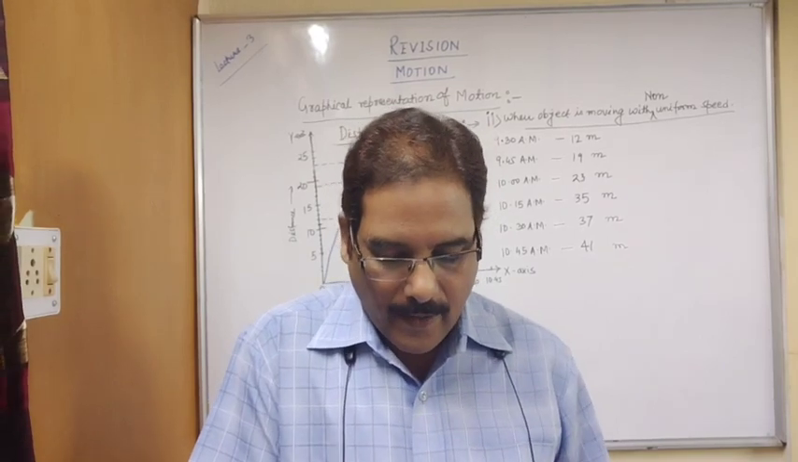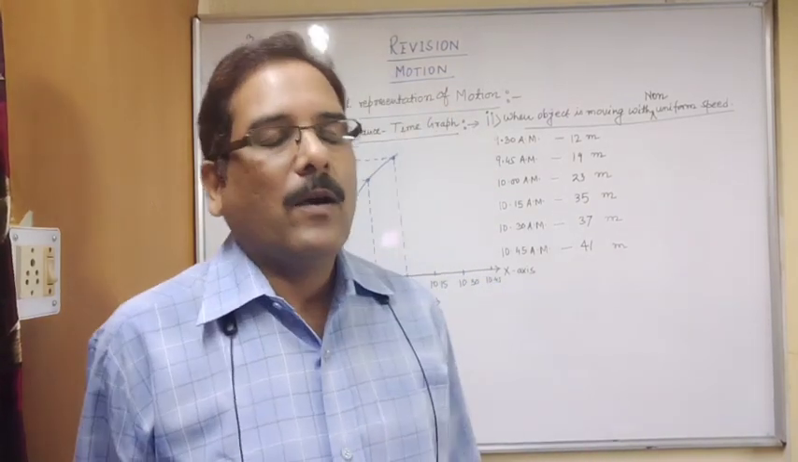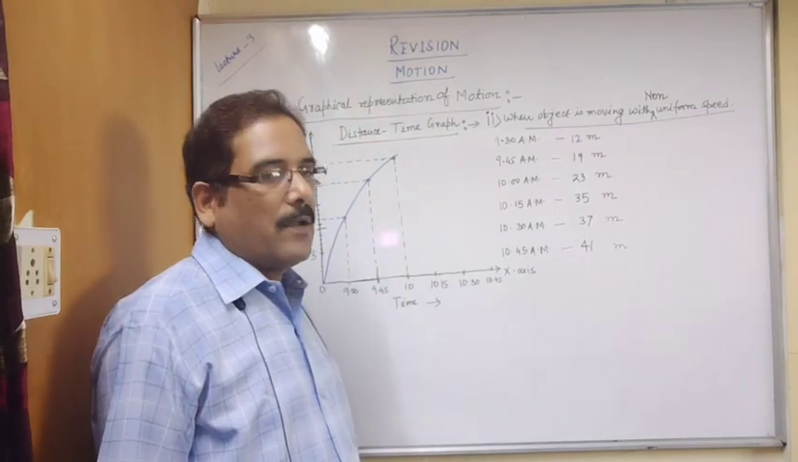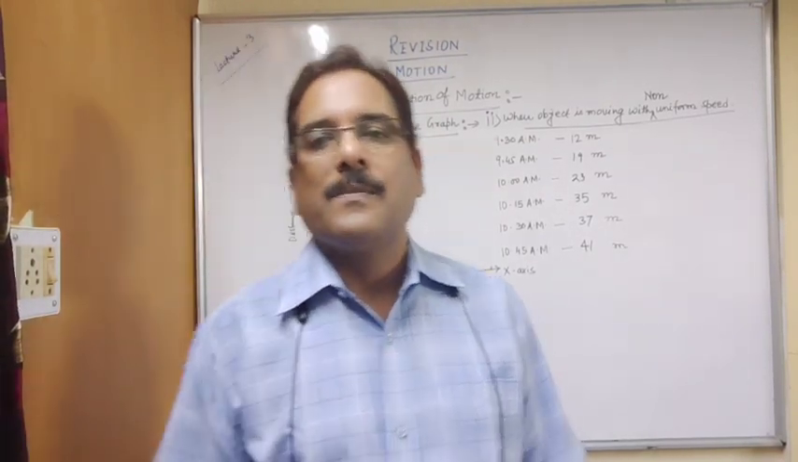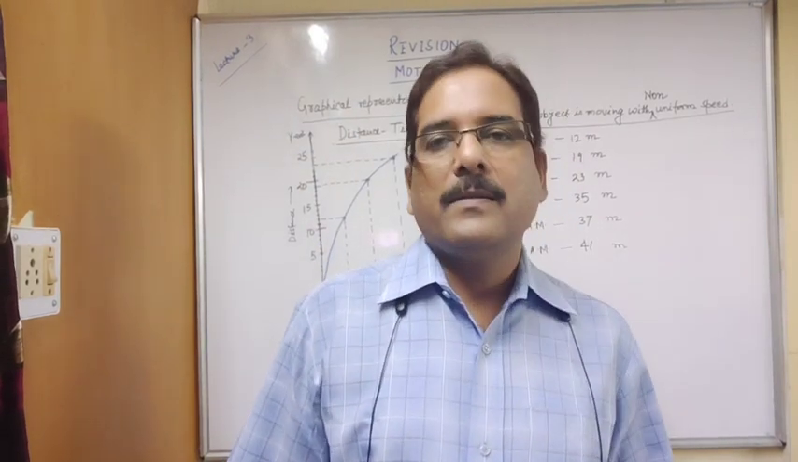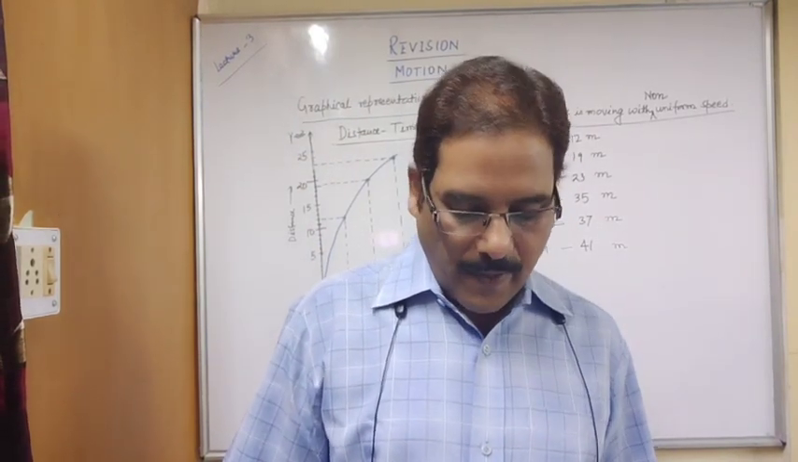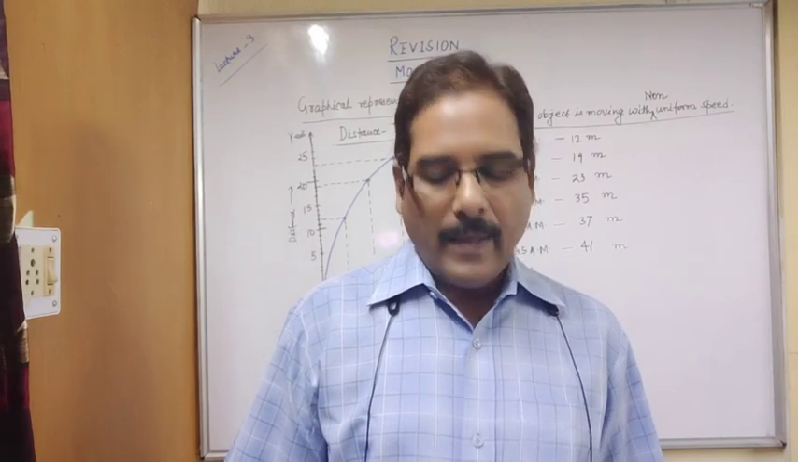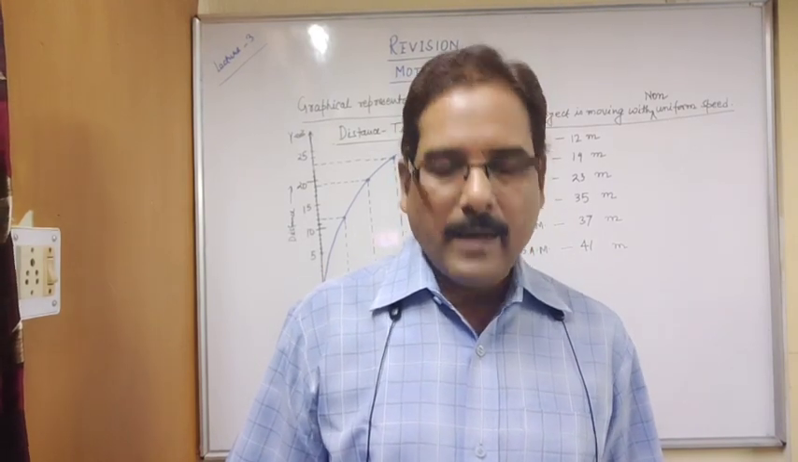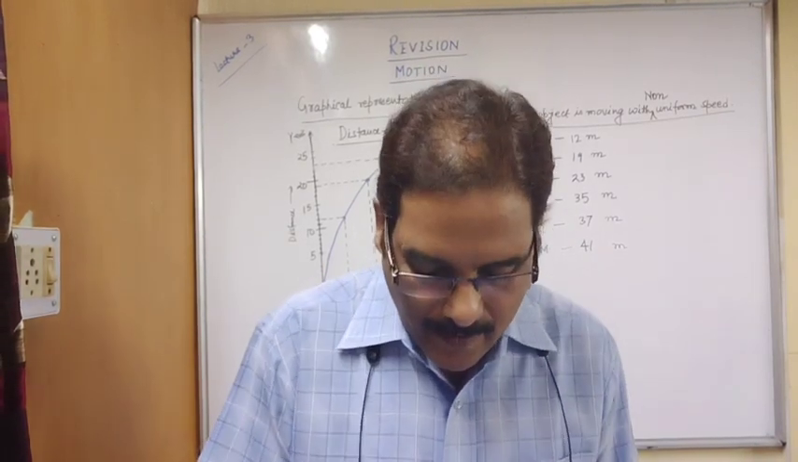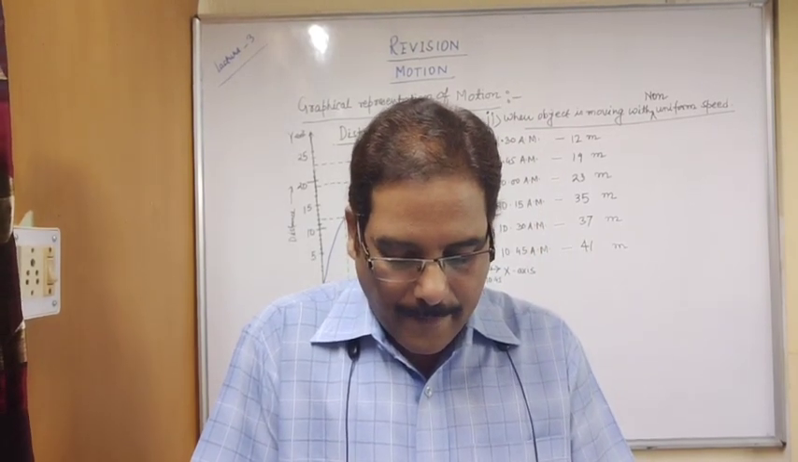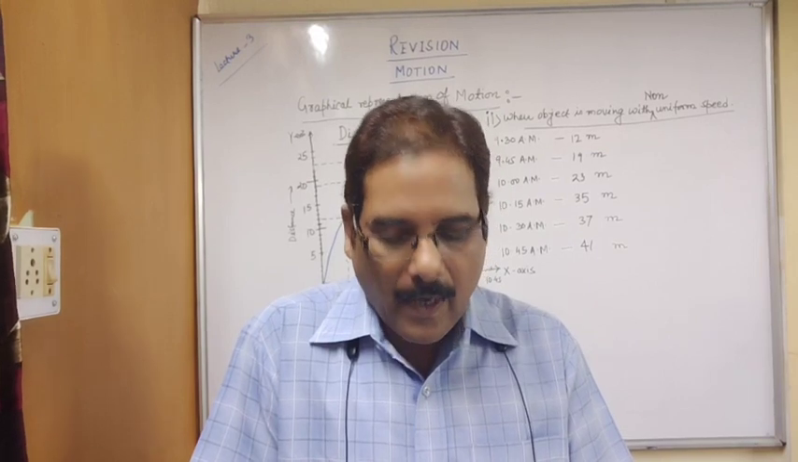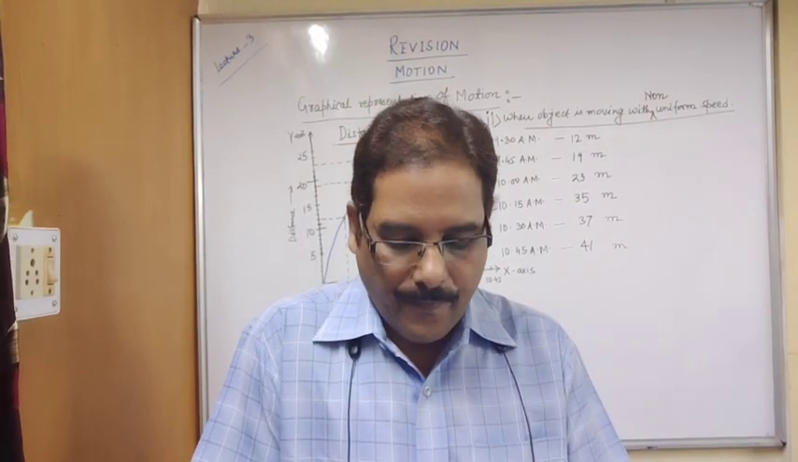So you write the conclusion. When an object is moving with non-uniform speed, then the distance time graph will be a curved line.